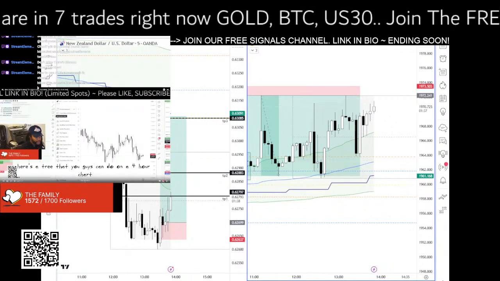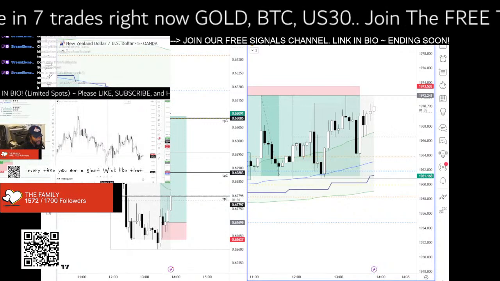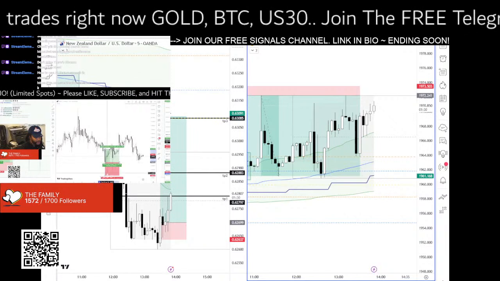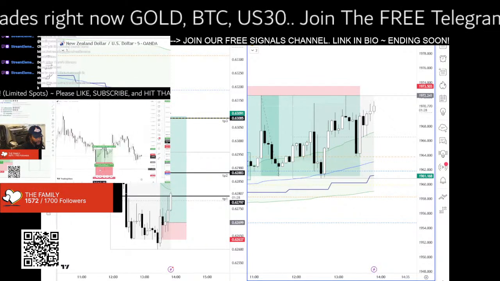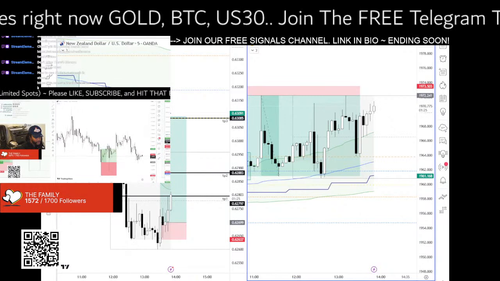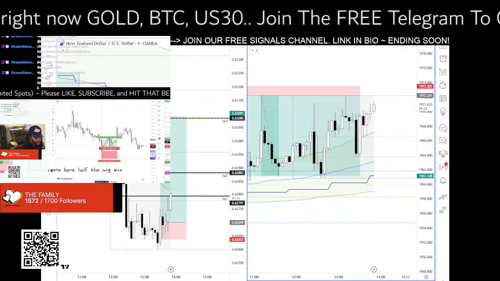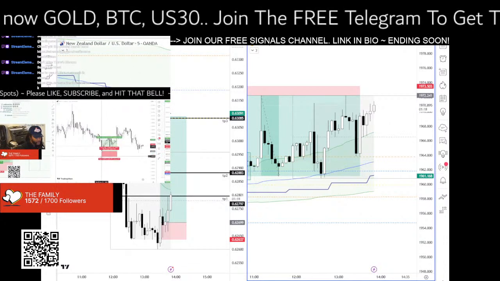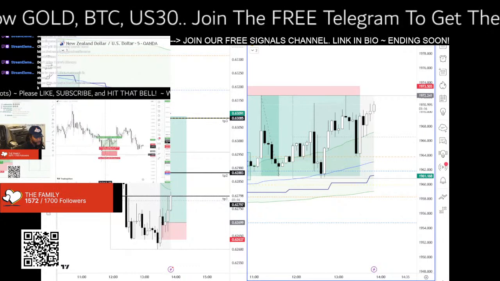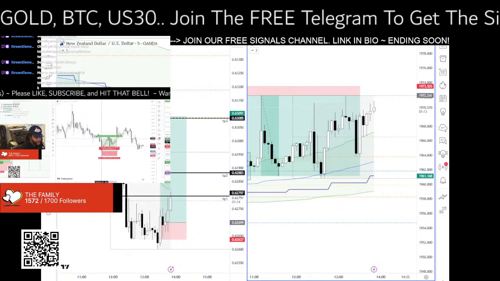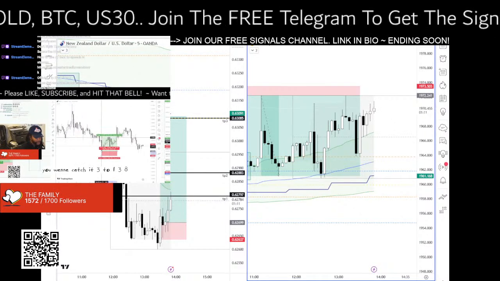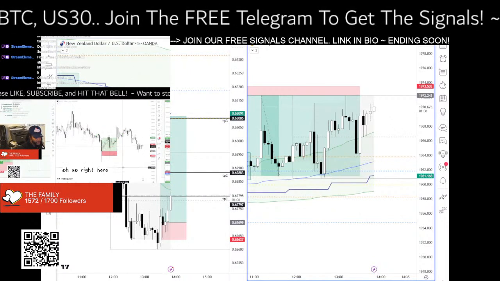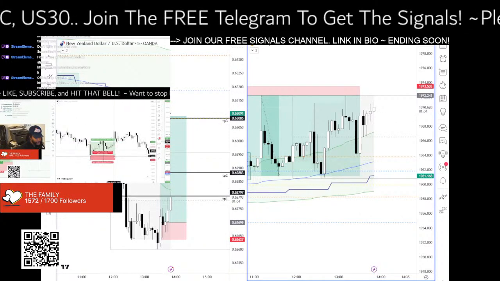Here's a trade that you guys can do on a 4-hour chart. Every time you see a giant wick like that, you want to come here, half the wick size. So half the size of the wick. You want to catch a 3-to-1 trade. Boom. So right here.